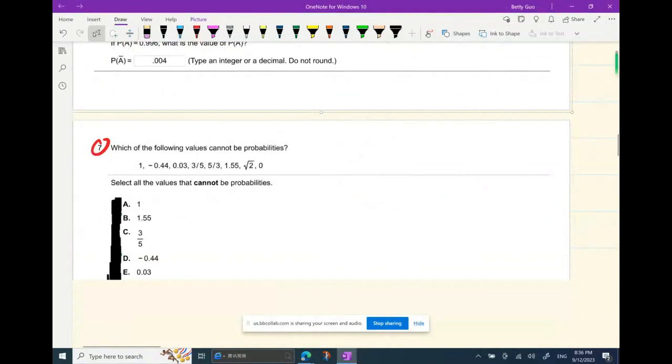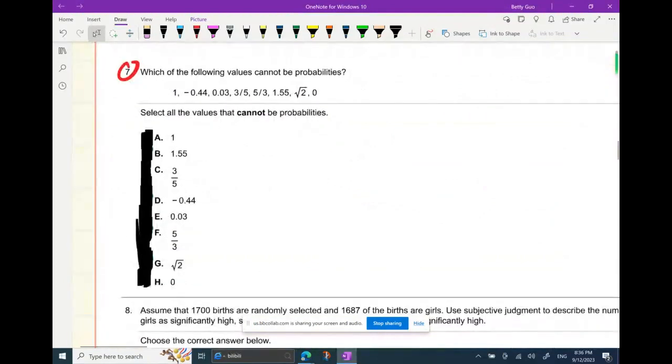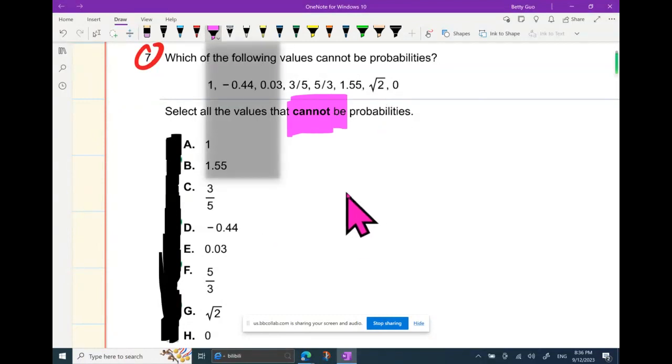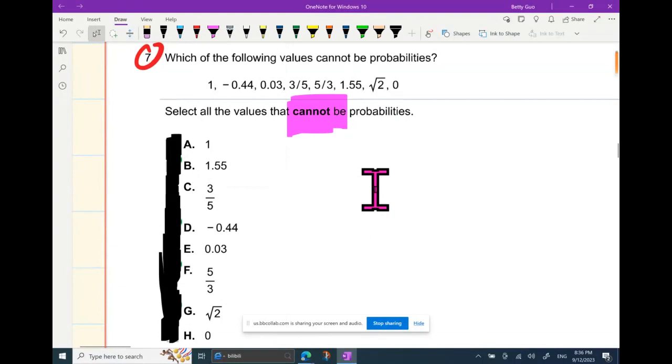And we got number 6, number 7. This is a good question. How do we understand the definition of probability? Which of the following cannot be probabilities? Cannot be. So you will have to pay attention. You don't choose the values that could be. It is a negation.